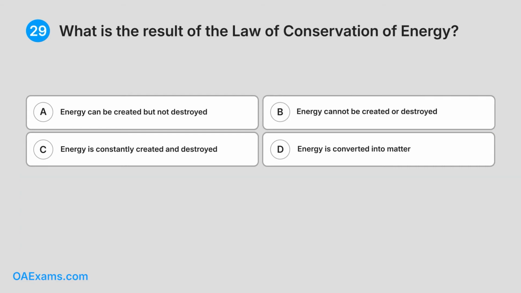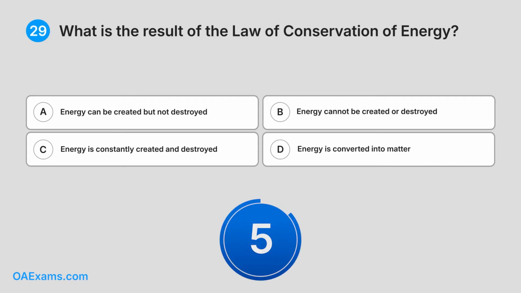29. What is the result of the law of conservation of energy? A. Energy can be created but not destroyed. B. Energy cannot be created or destroyed. C. Energy is constantly created and destroyed. D. Energy is converted into matter. Do you know the answer?